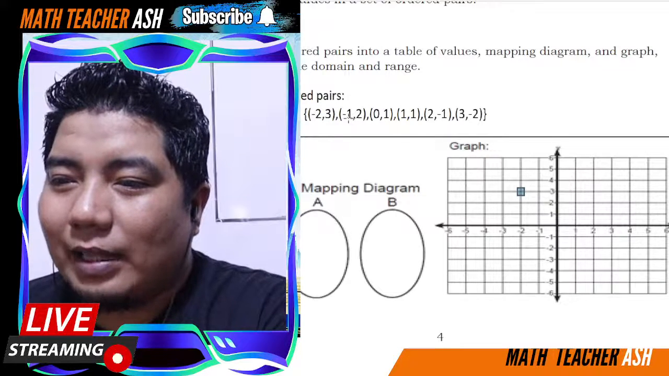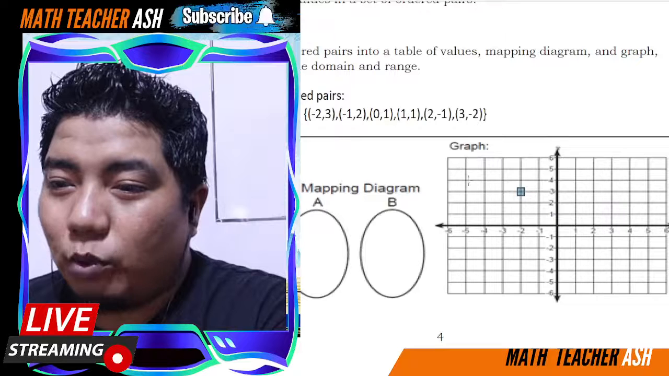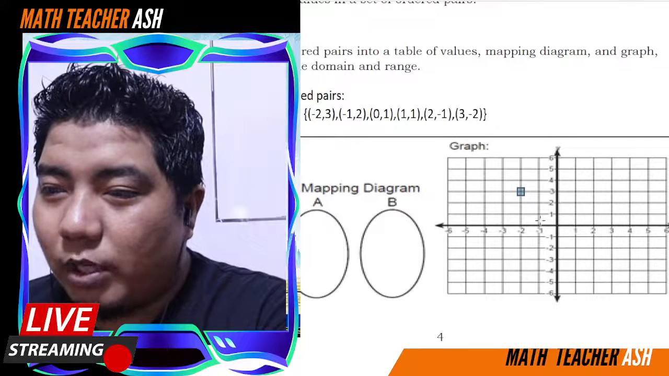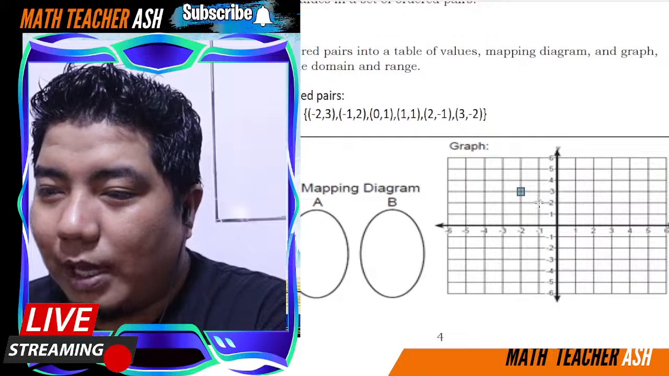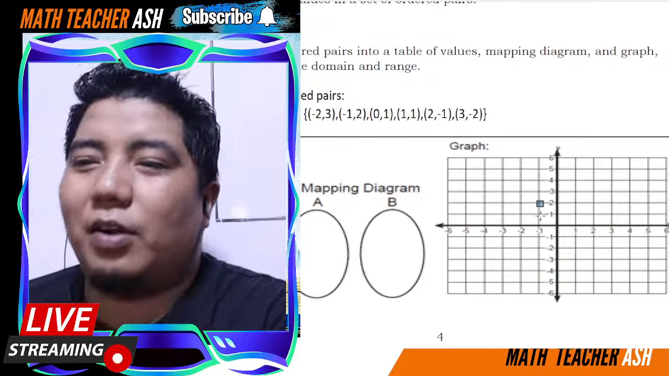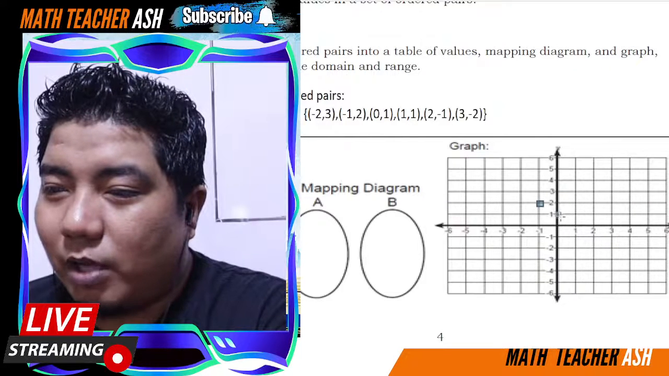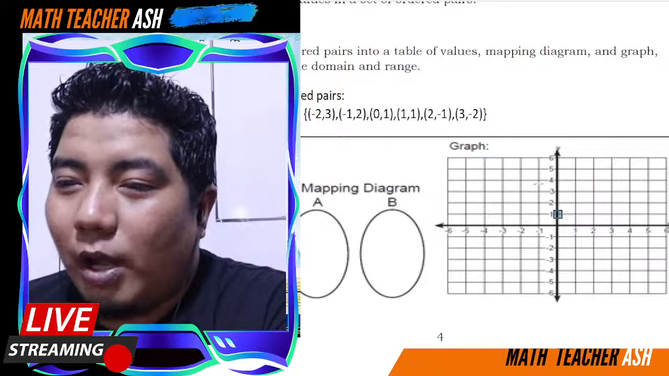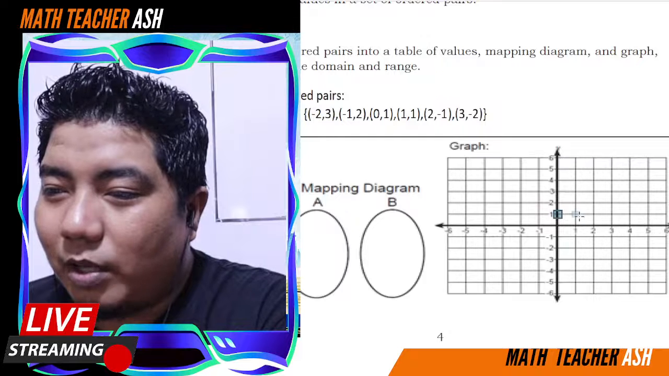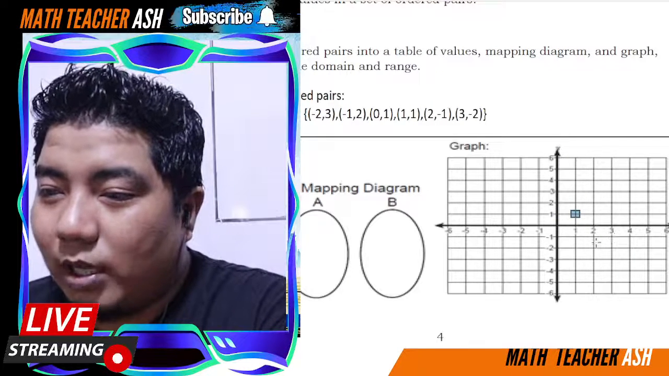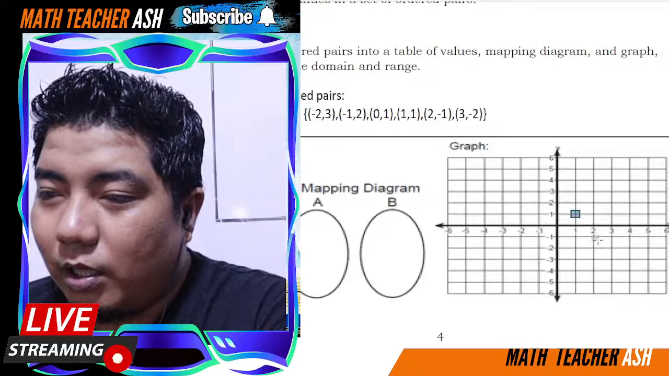Next, negative 1, positive 2. So negative 1, that is negative 1 here, and then positive 2 here. So 1, 2. So dito ka na naman maglalagay ng panibagong dot. Alright. 0, 1. So 0 si x, positive 1 si y. So nandito ka na naman. Another dot. 1, 1. So nandito yan. And then we have 2, negative 1. So nandito yan.